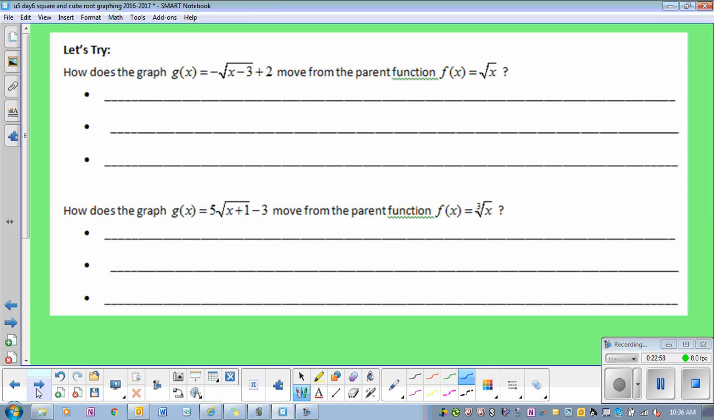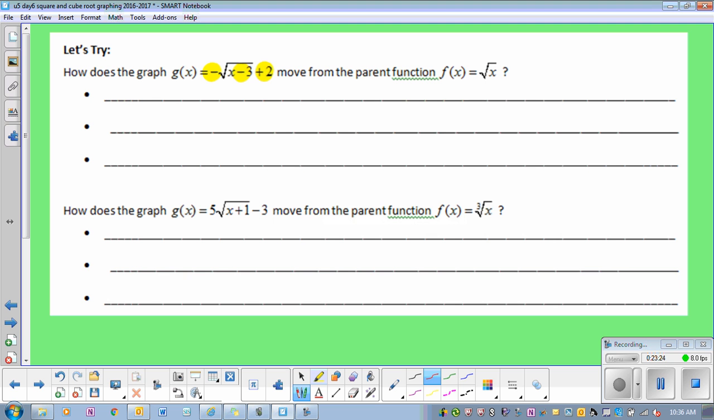All right. So let's look at the next one. How did this graph move from the parent function? That means you're starting from a basic square root of x. What kind of stuff got added on here? Yeah, these 3 things. How did they move? Tell me the transformations. How did they change the graph?